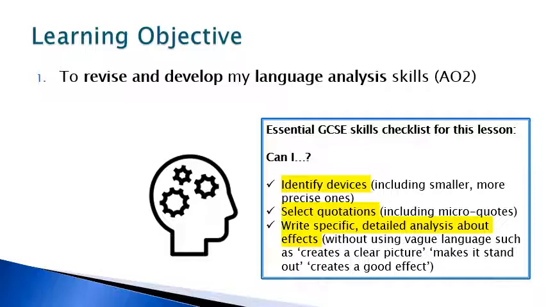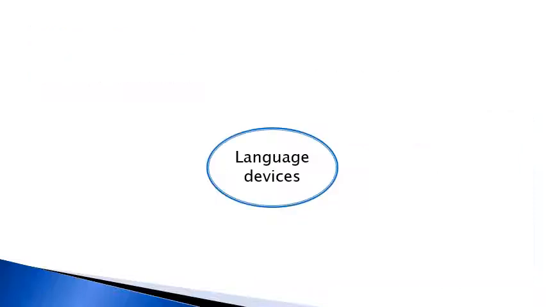Can I write specific detailed analysis about effects? That's about the effect on the reader. The reader is king. What does it do to the reader? What thoughts, feelings and images does it evoke in their minds? And we need to make sure that we're not using vague language that just creates a clear picture, makes it stand out, creates a good effect, because those are things we're not going to get any marks for.